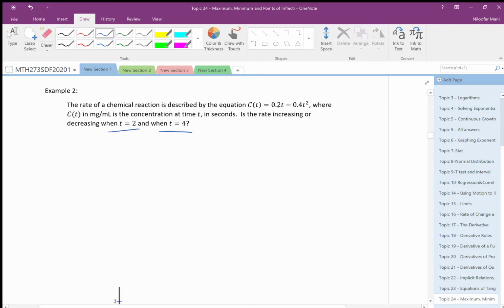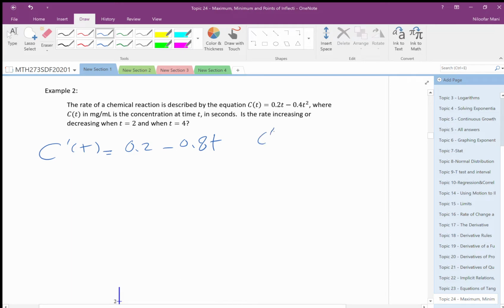Remember, if I say increasing, I have to find y prime, and I have to see if y prime is positive. Decreasing, I have to see if y prime is negative. So I do it step by step. I find c prime. Why? Because I'm asking about increasing, decreasing, so I don't have anything to do with the whole function. I have to find the first derivative. The first derivative is 0.2 minus 0.8 t.